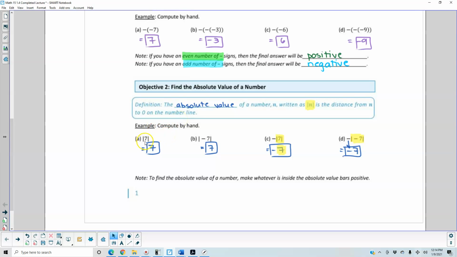What is the absolute value of 7? 7 is what's inside the absolute value bars. That tells us how far is 7 from 0. Well, the answer is 7, meaning the distance. Okay, so again, you're measuring the distance.